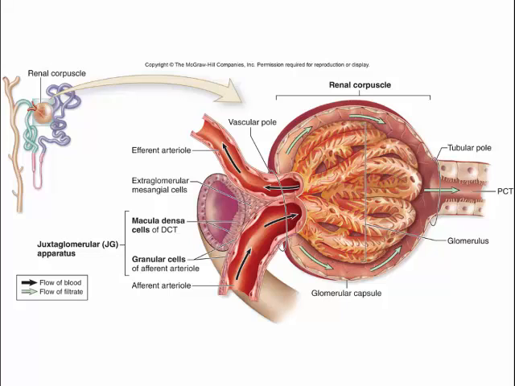Specialized cells within the afferent arteriole, called granular cells, or juxtaglomerular cells, are connected to adjacent cells of the distal convoluted tubule called macula densa cells. The granular cells and macula densa cells collectively form the juxtaglomerular, or JG, apparatus, which plays an important role in regulating blood pressure and urine composition and volume. Glomerular filtration is the process by which water and solutes within the plasma are forced into the space of Bowman's capsule. This fluid, called filtrate, will flow into the proximal convoluted tubule and will then be called tubular fluid.